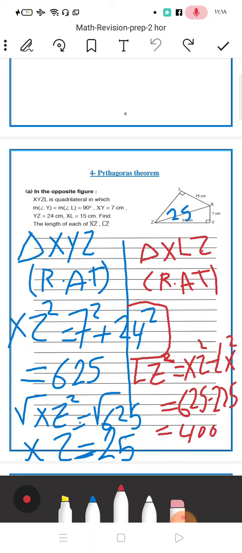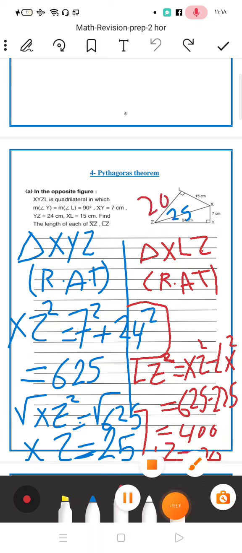So the length of LZ will be equal to what? The length of LZ will be equal to the square root of 400. It will be equal to 20. It will be equal to 20 centimeters. Okay? 20 centimeters.